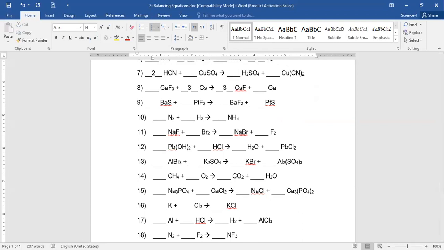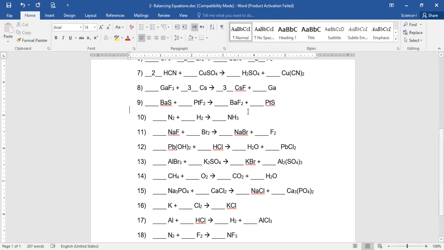Okay. Let's find Fadia. Yes, Fadia. Let's start here. So how many Pa here? 1. And here? 1. Okay. How many S do we have? 1. And here? Also 1. Okay. How many Pt do we have here? 1. And here? 1. How many fluorine? 2. And here? 2. So what should we do?